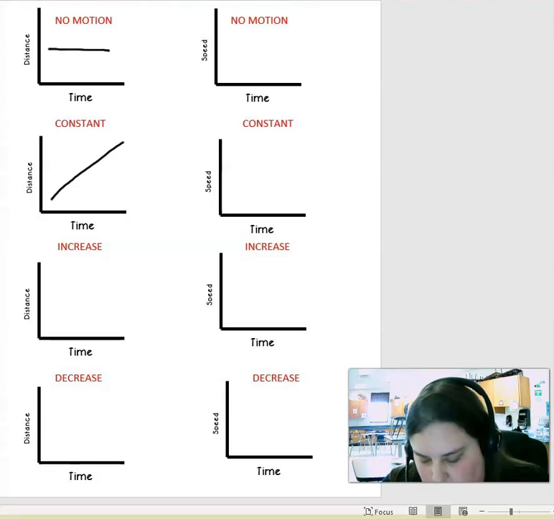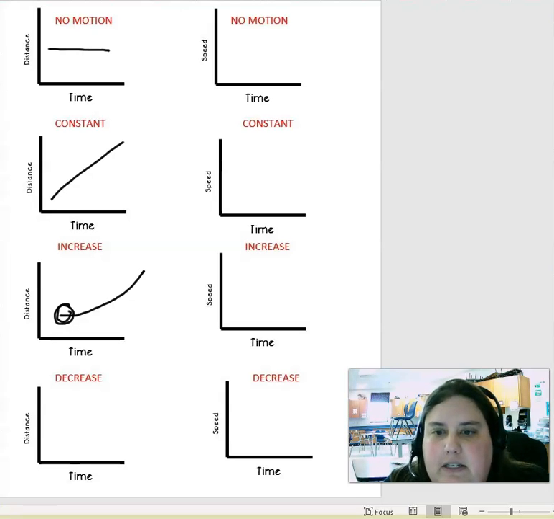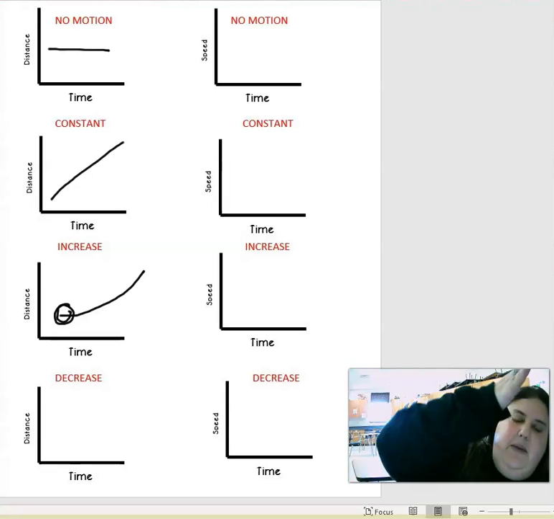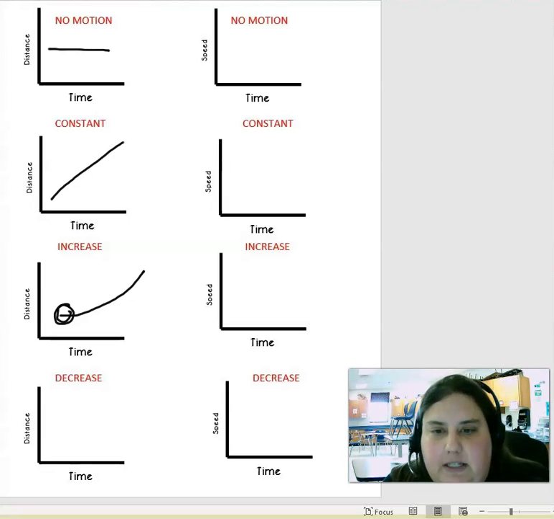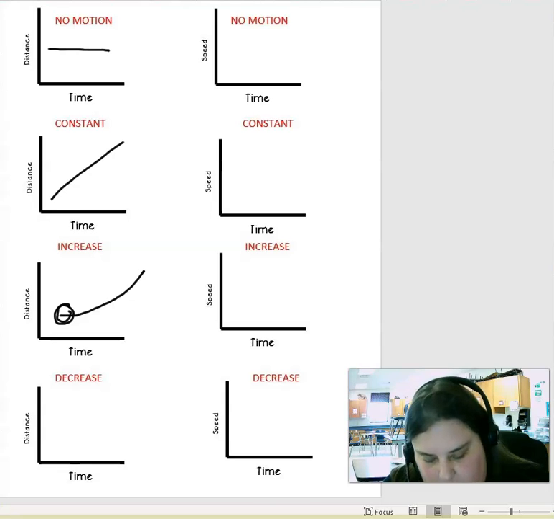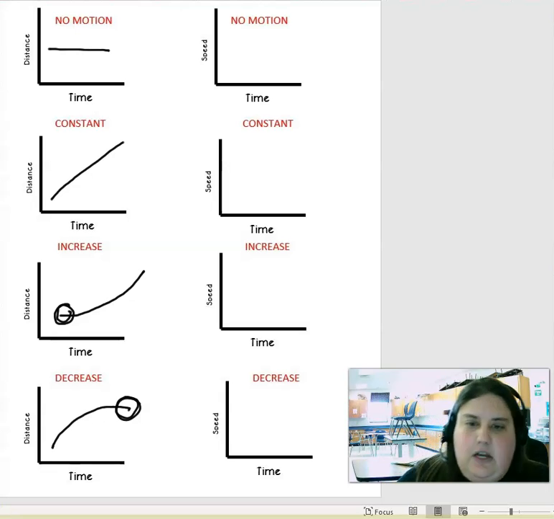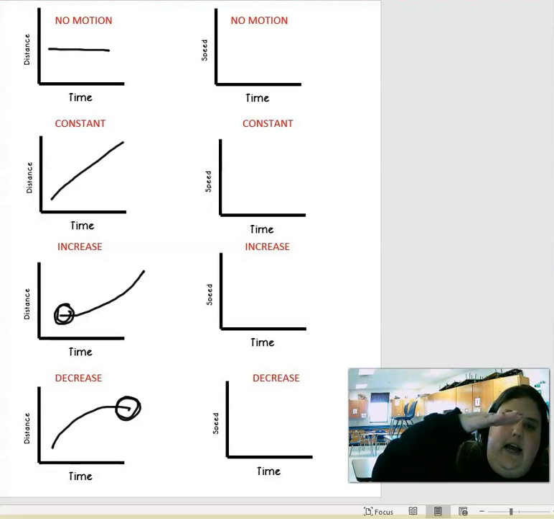Increasing speed is going to look like this. Notice right here we've kind of got a little stopped motion. Distance isn't changing, but then it's increasing in speed, and so it's going to go up like that. Decreasing speed is going to look like this. Again, if I look right here, I can see that it's slowing down, and then it comes to a stop.